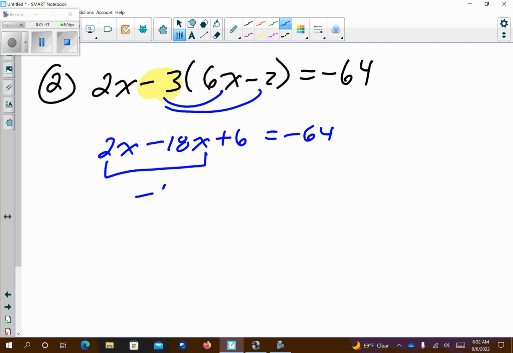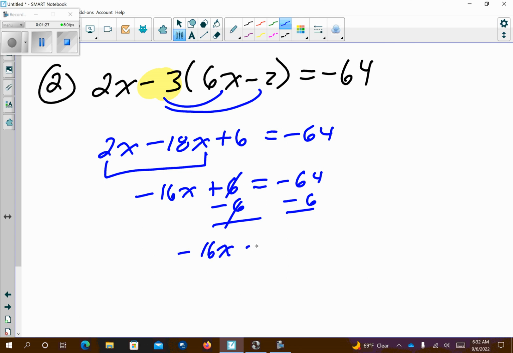2x minus 18x is negative 16x. Plus 6 comes down. Go ahead and subtract 6 from both sides. Those cancel. So I get negative 16x is equal to negative 70. Negative 64 combined with negative 6 is negative 70. Divide each side by negative 16. So it's going to give me positive.